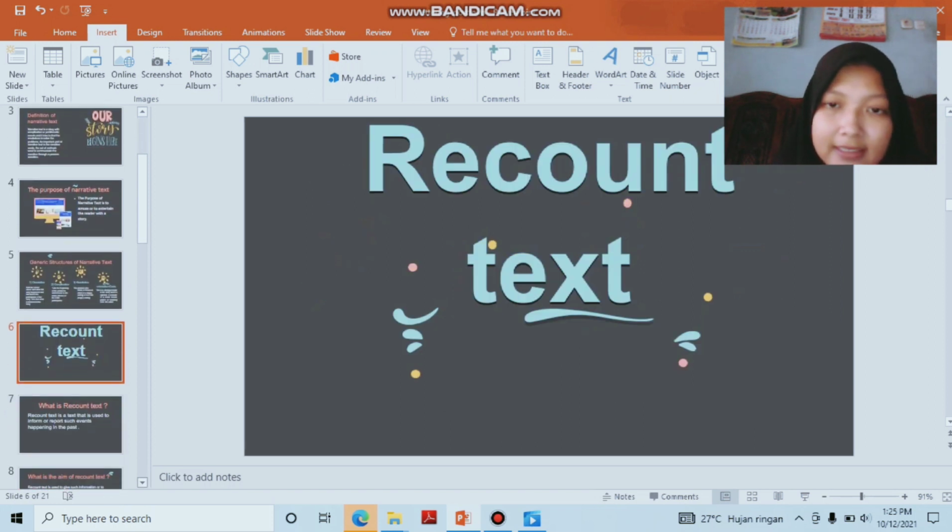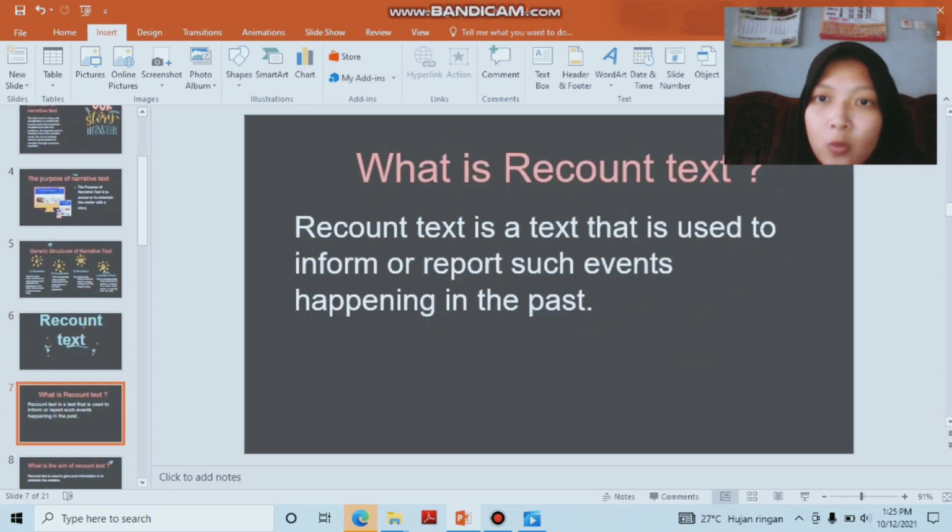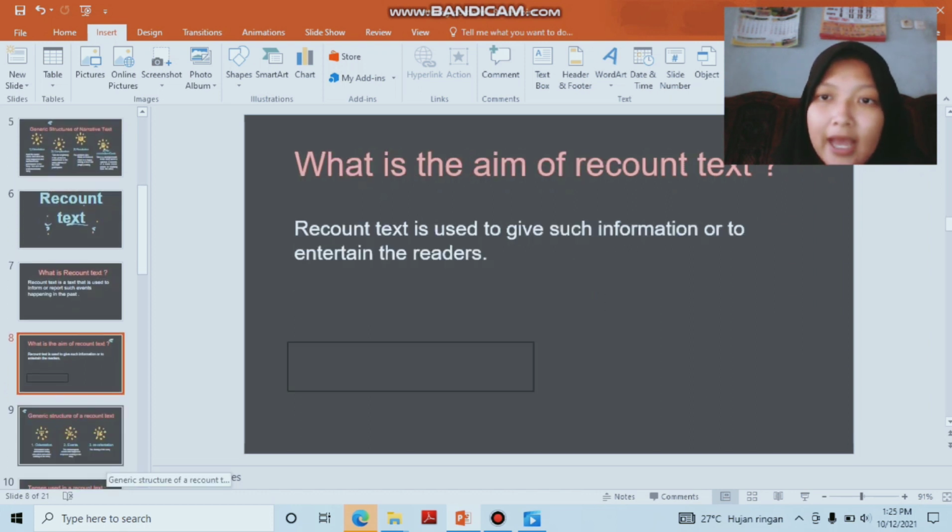The next is recount text. What is recount text? Recount text is a text that is used to inform or report such event happening in the past. Recount text is used to give such information or to entertain the readers.